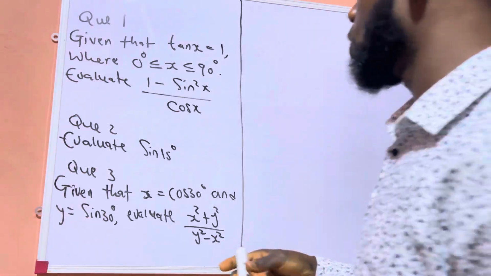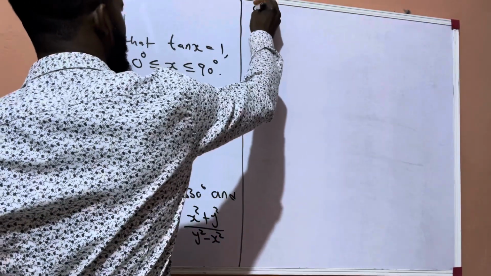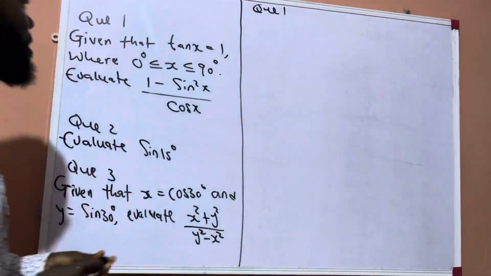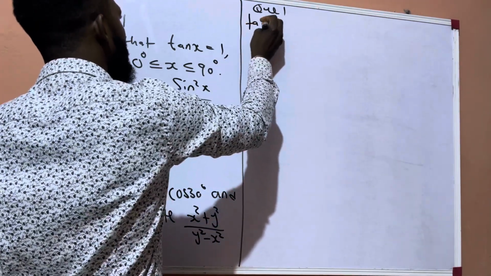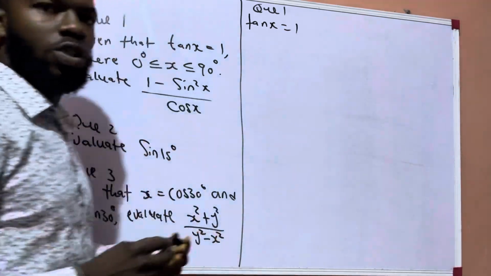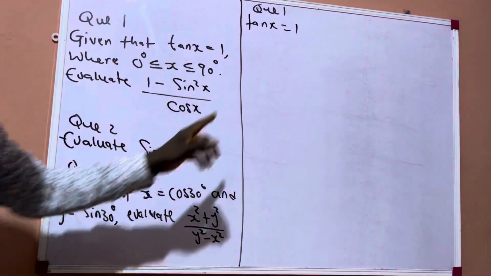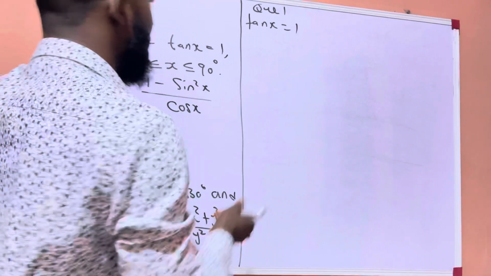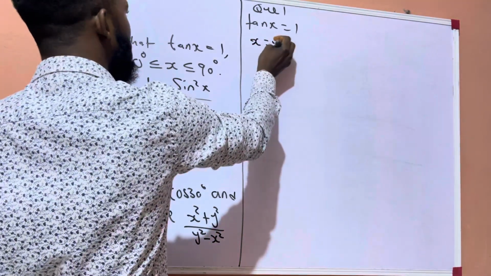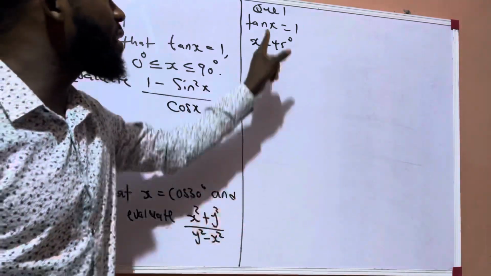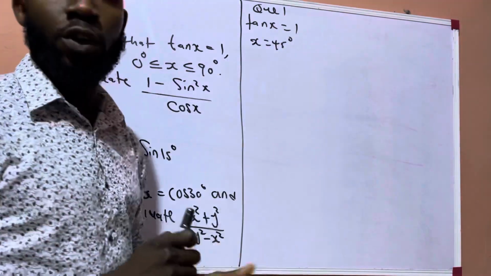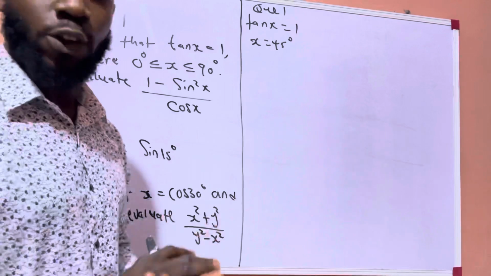Okay, let us begin with question number 1. Question 1 says, given that tan x equal to 1. Now, without wasting time, if tan x is 1, it means x is equal to 45 degrees, because it is only tan 45 degrees that will give us 1. So it means x is 45.